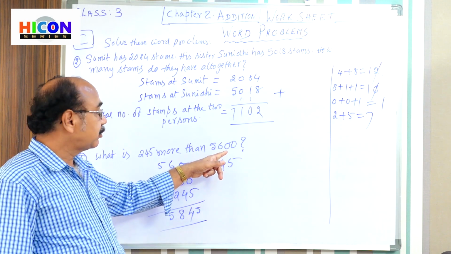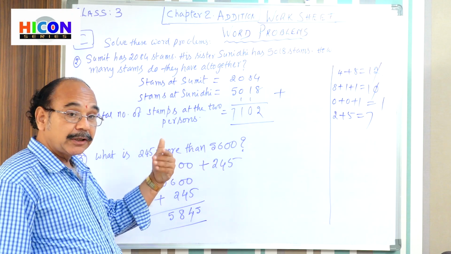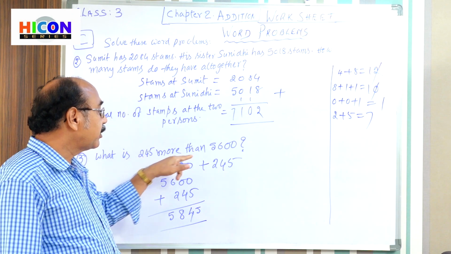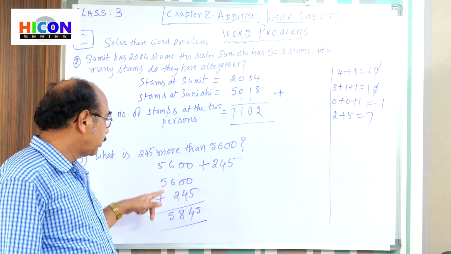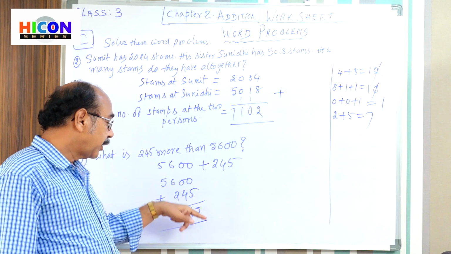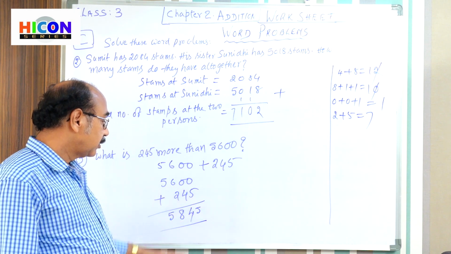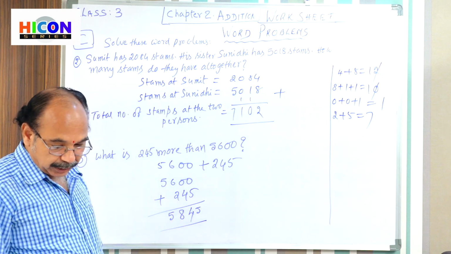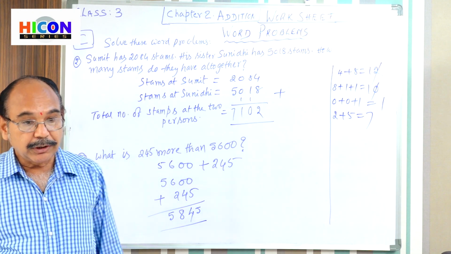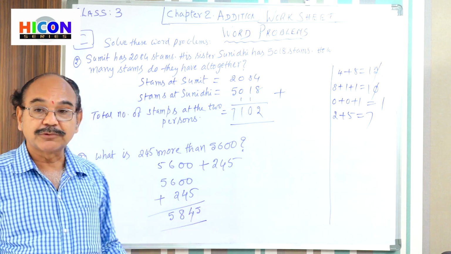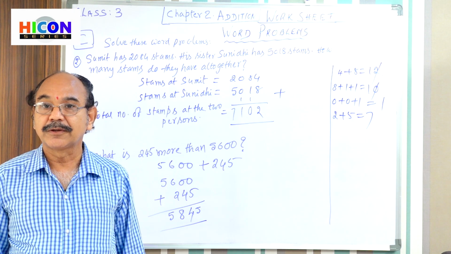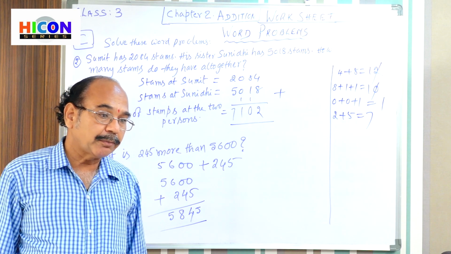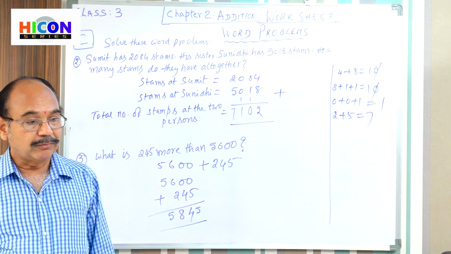In the beginning this is 5600, but we are taking 245 more also. That more number we are adding to this 5600, then totally we get 5845. This is to be taken as the answer. Okay children, so I told you some working sums also in the worksheet. So using these problems, you can solve the remaining problems very easily at your home.